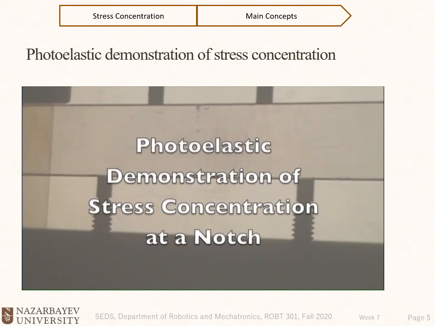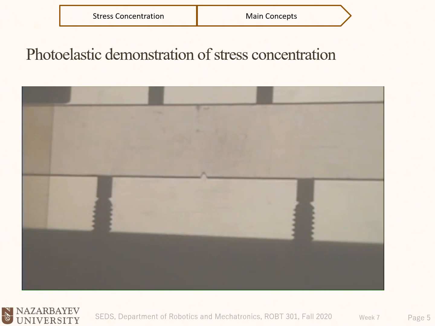What we're showing here is a 4-point bend setup. There is a bar of plastic in the 4-point bend jig with a notch in it. We're going to use that notch to show the effects of stress concentration. The plastic is photoelastic, and when we put it in polarized light, there will be colors representing the amount of stress exhibited by the material.